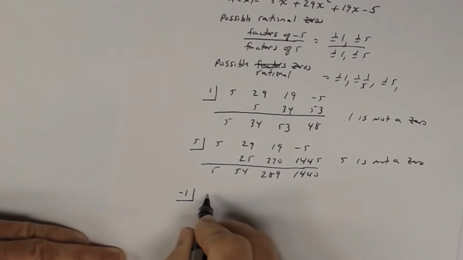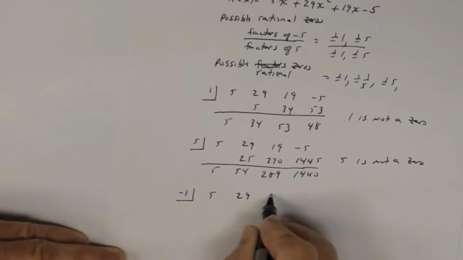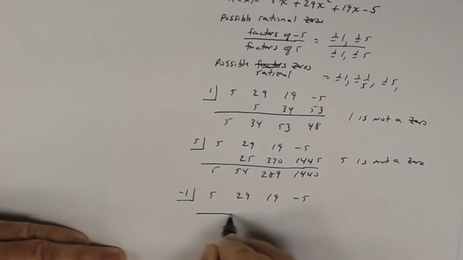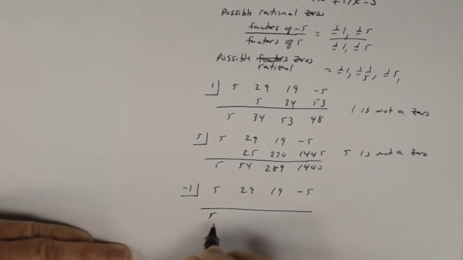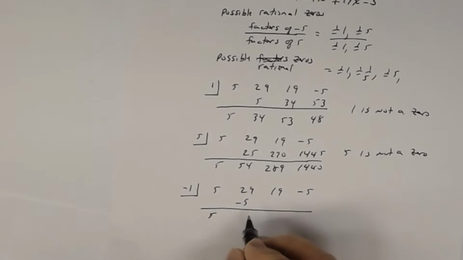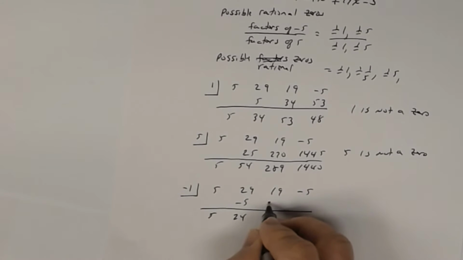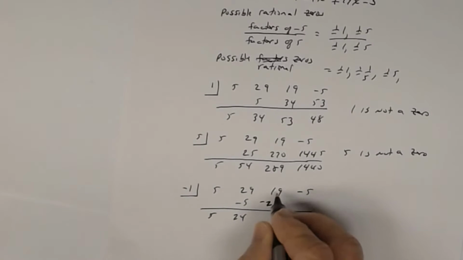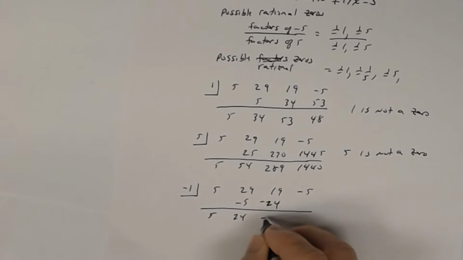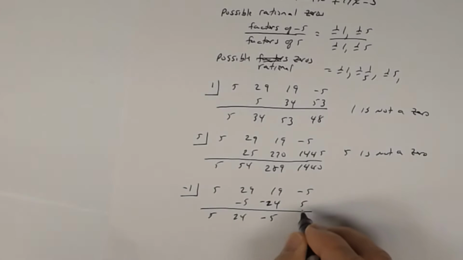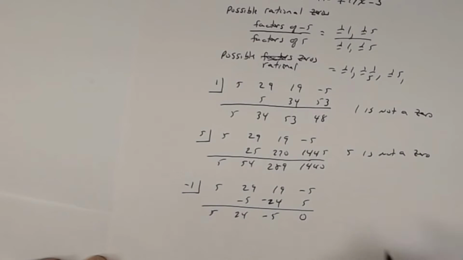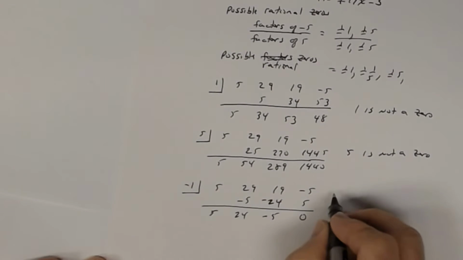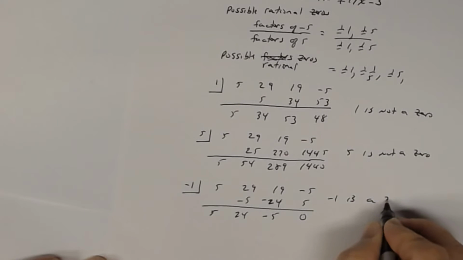All right, see what happens there. 5, 29, 19, -5. So we bring down the 5. 1 times -5 is -5. When we add them up, we get, what's that, 24? -1 times 24 is -24. When I add these up, let's see, I get, what's that, a -5. -1 times -5 is +5. And so I get 0. So I found it. I found one of them. So -1 is a 0.